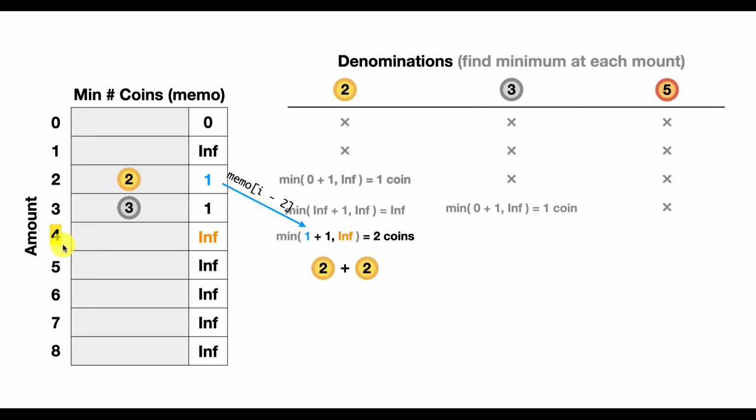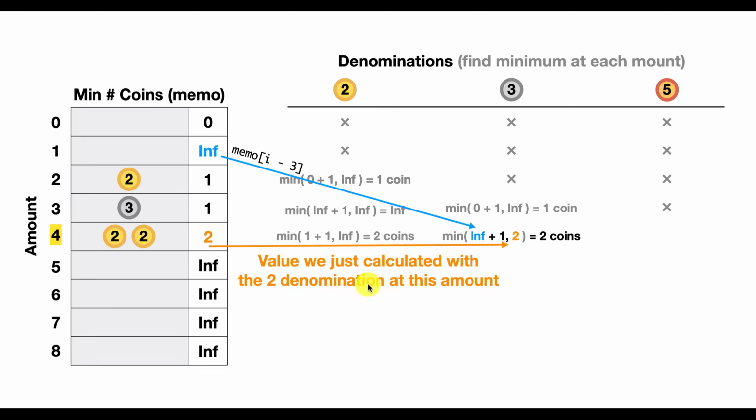Then we get to 4. 4 minus 2 is 2. The solution to this subproblem is 1. So 1 coin plus an additional coin, 1 plus 1. The minimum of 2 and infinity is 2. And to visualize it, the coins we used was a 2 coin, and then added the current 2 coin. So 2 is the solution to this subproblem because the smallest number of coins is now 2.